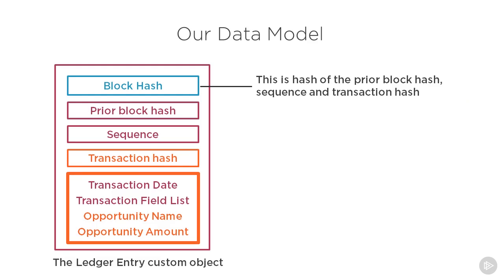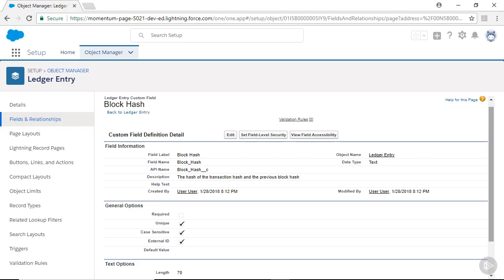Finally, you have the block hash, which we'll name block hash. This field will contain the hash of the block. Like the transaction hash, it is defined with a length of 70 characters. It is unique and case sensitive. It is also defined as an external ID to make it easy to query for a record based on its block hash. The hash is derived by applying the hash function to the prior hash field, the sequence field, and the transaction hash field.